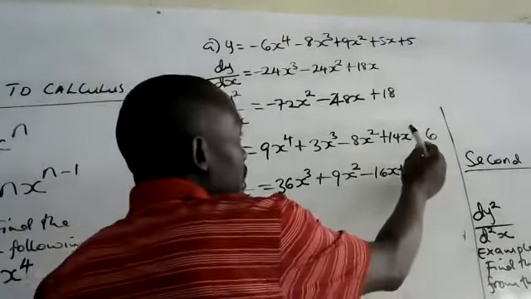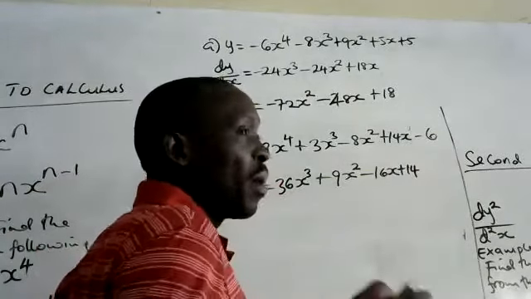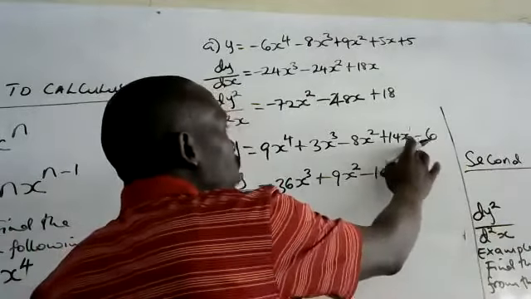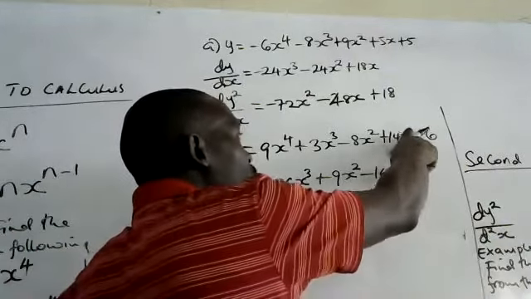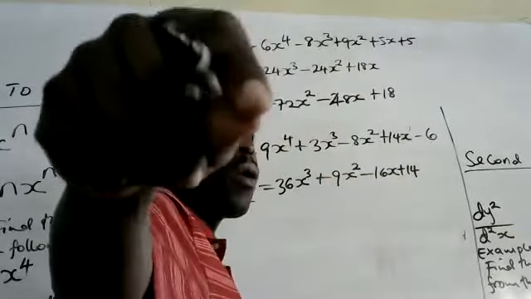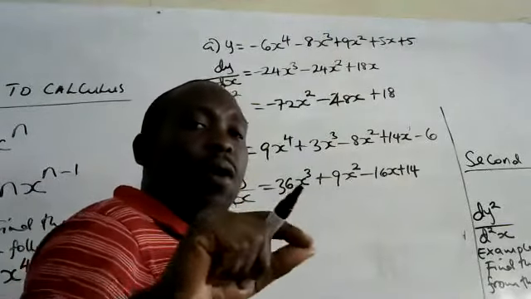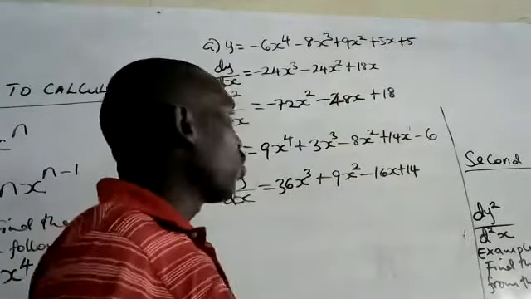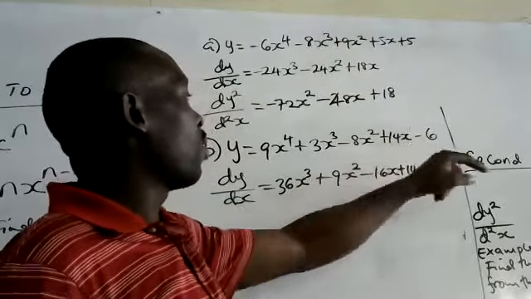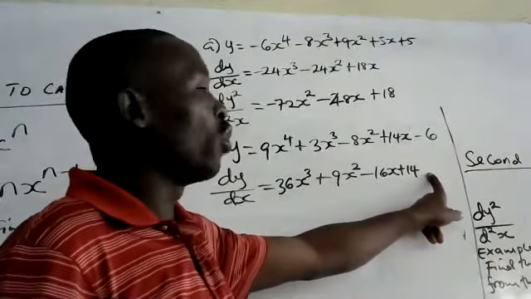Now remember it was power 1, and 1 minus 1 is 0. So x raised to power 0 is just 1, and 1 times 14 is 14. So we are not going to have 14x anymore. The x will disappear, because the rule of differentiation requires that every power we must reduce by 1. If we reduce this one by 1, it becomes 0. x raised to power 0 is 1, and 1 times 14, we shall just have 14.